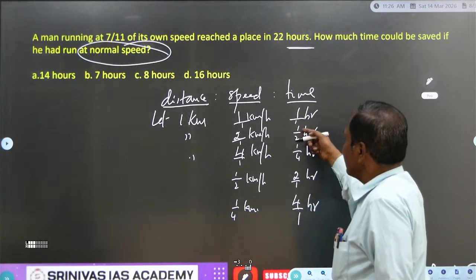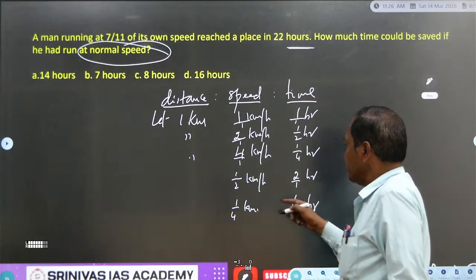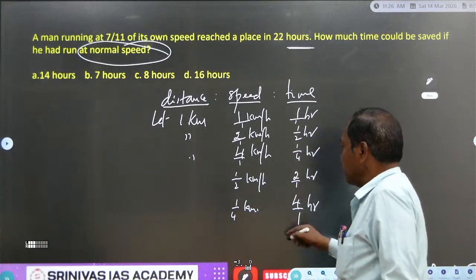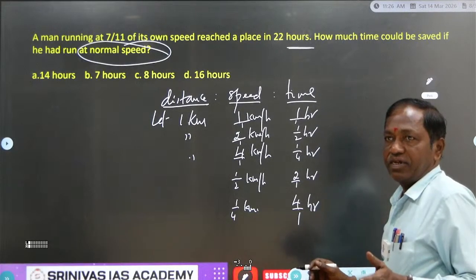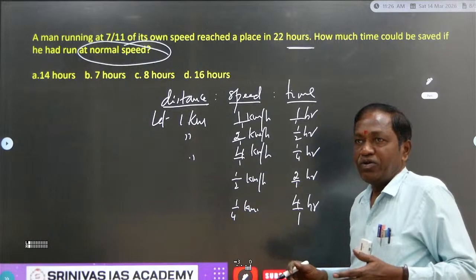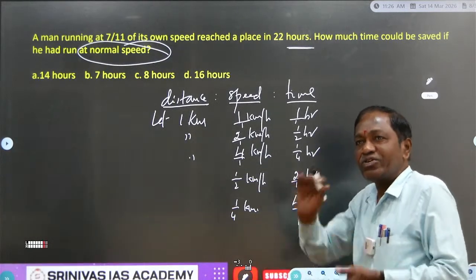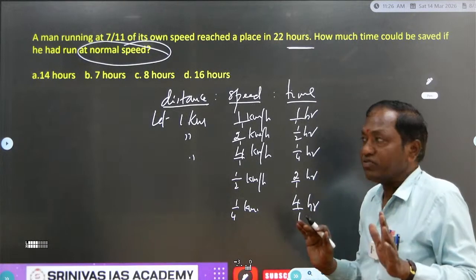2 by 1 is what? 1 by 2. 4 by 1 is 1 by 4. 1 by 2 is 2 by 1. 1 by 4, reverse, just gets reversed. It means higher the speed, lower the time. Lower the speed, higher the time. But if it is given in the fractions, you have to convert it. That's what we need to know.